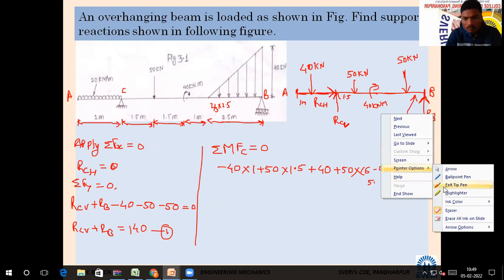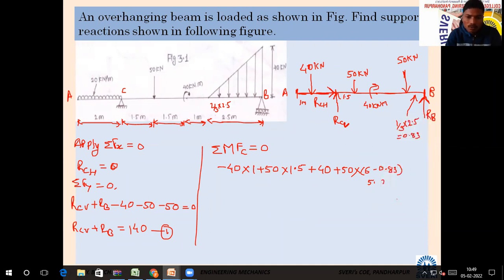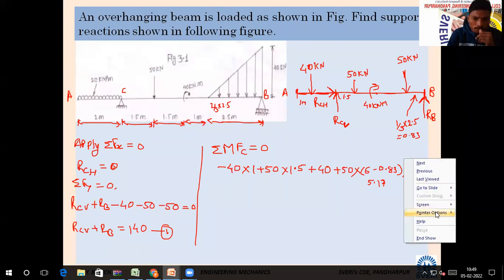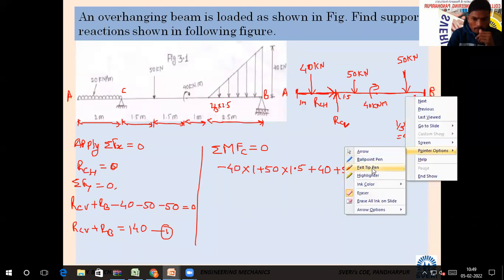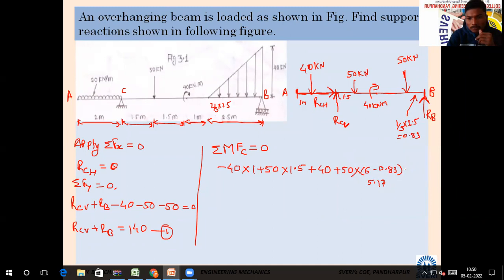So from 6.5, you have to subtract that 0.83. Then how much does it come? 5.17, sir. Next, RB. How will the object rotate due to force RB? Anti-clockwise? Yes, sir. So will it be plus or minus then? Minus. Then it will be minus RB.